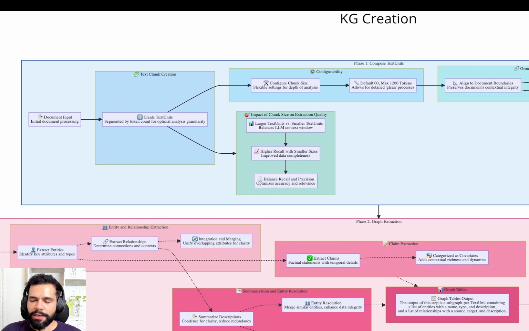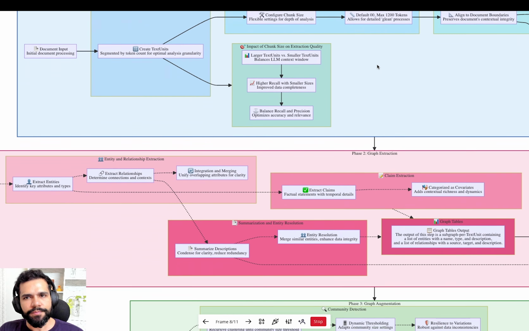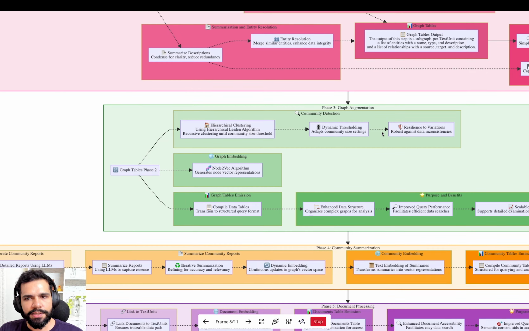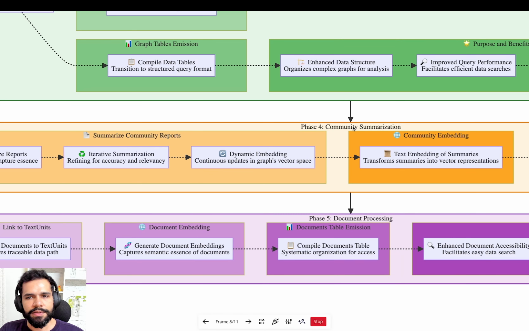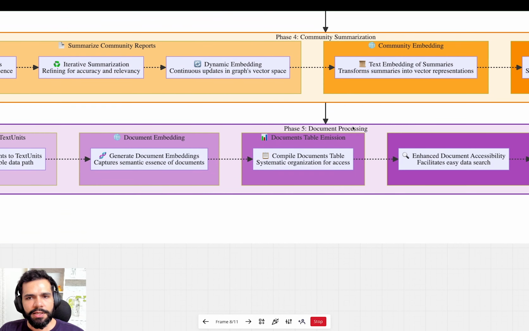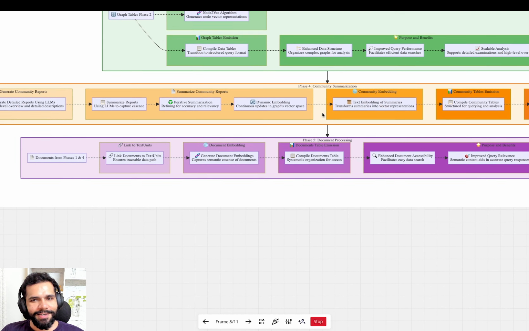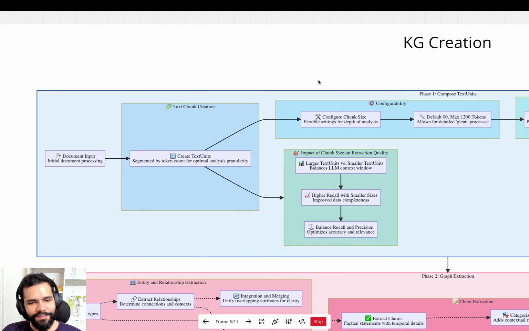Starting with phase 1, or maybe actually let's go through each phase one by one. In phase 1, we compose text units. In phase 2, we perform graph extractions. Phase 3, we augment that received graph. In phase 4, we do community summarization. And in phase 5, we do document processing. Overall, it doesn't make sense, but it will in just 5 minutes.